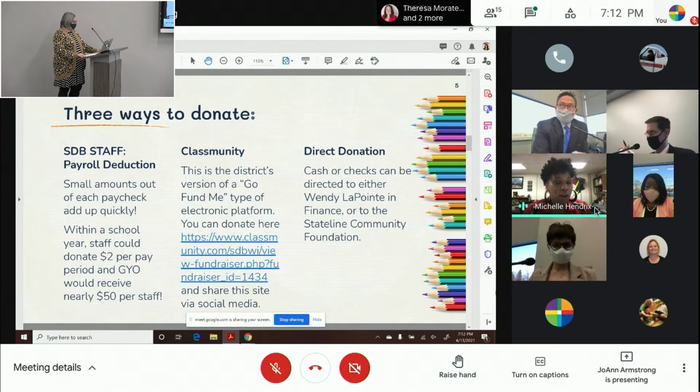We could also donate through Classmunity online with the link there. So we did have staff members donate through there and share through social media, and then direct donations, which can be cash, checks, things like that, that go to Wendy and the payroll department at COLAC. So we had people donate there or straight to the State Line Community Foundation.